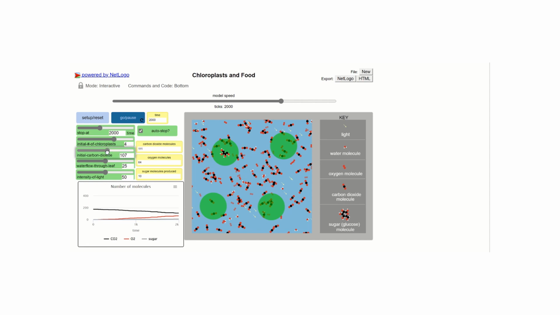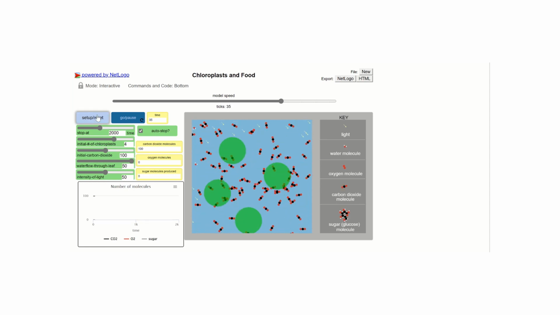Let's take our carbon dioxide back down to the original number, which was 100. Remember, when you do an experiment, you can only change one thing at a time. Now everything's the way it was. Now let's change the water. The water started at 25. Let's just go ahead and max it out, all the way up to 50. Everything else stays the same. Ready? And go.